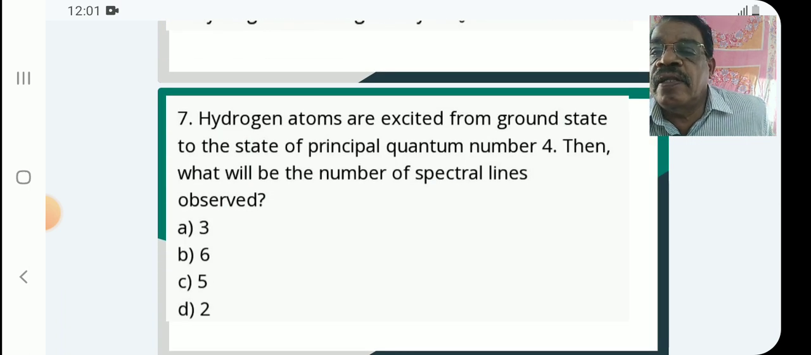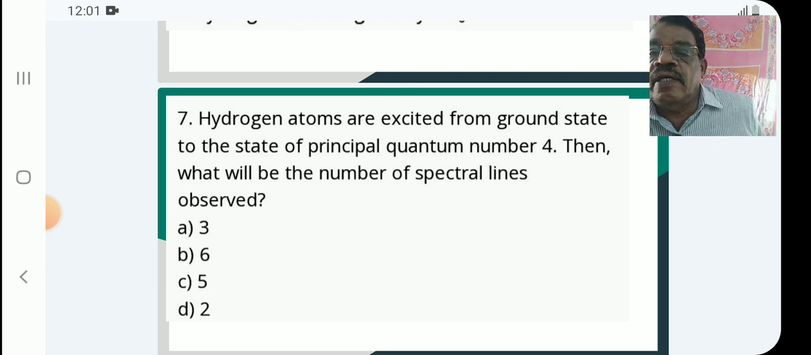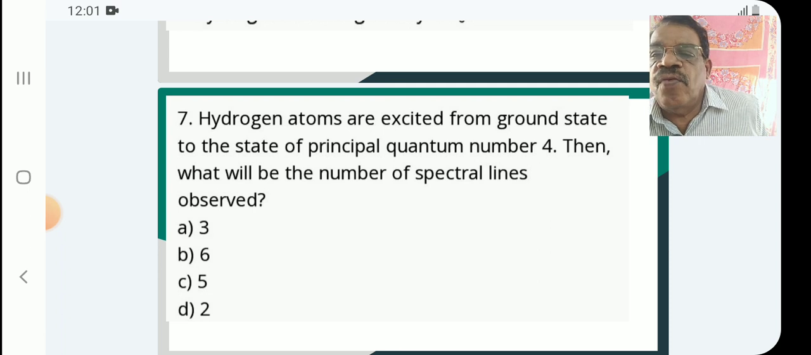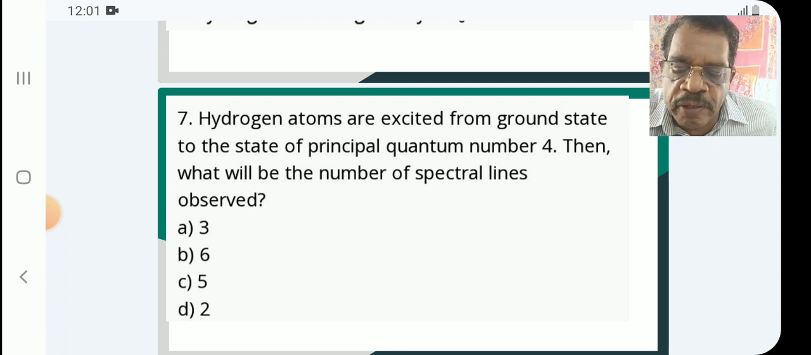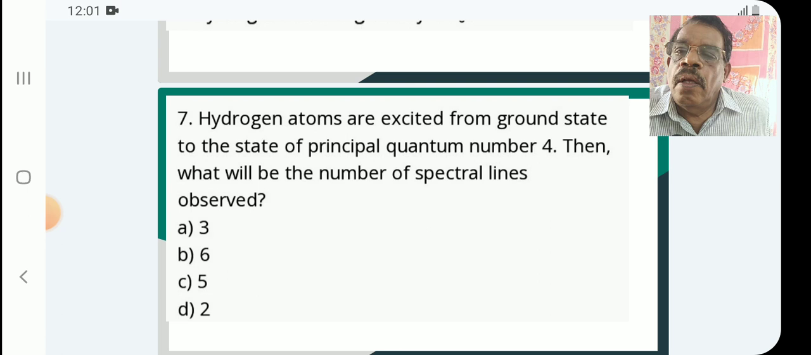Number 7, the hydrogen atoms are excited from ground state to the excited state of principal quantum number 4. If the electron goes from the ground state to the quantum state n equal to 4, the atom is excited. Then what will be the number of spectral lines observed? We have to say how many spectral lines we can see. The options are 3, 6, 5, 2.